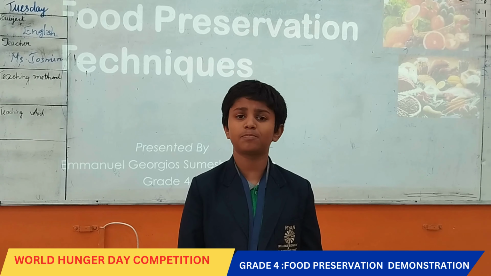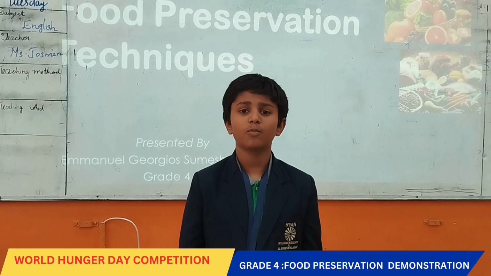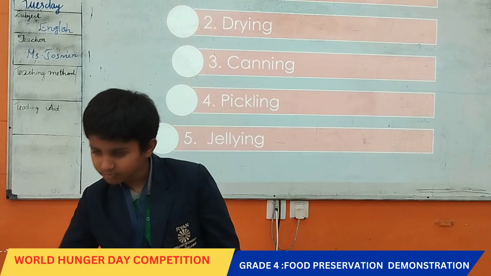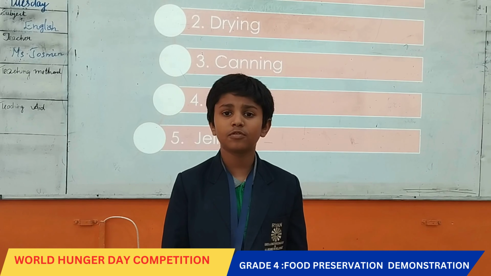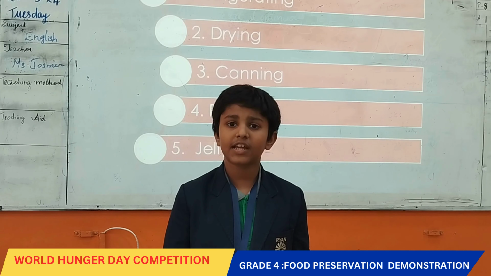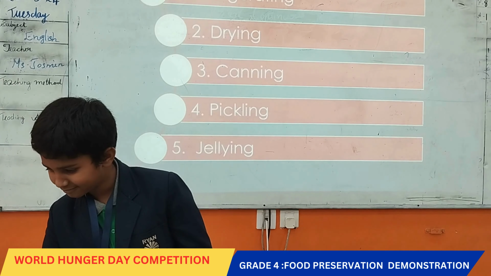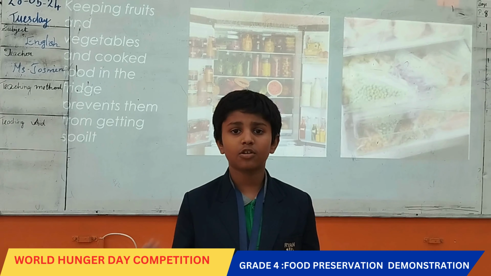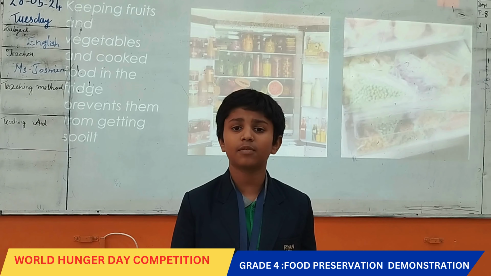Preserve food to prevent it from getting spoiled, wasted or polluted. The five types of food preservation are refrigerating, drying, canning, pickling and chilling. Keeping fruits and vegetables in a cool place prevents them from getting spoiled.